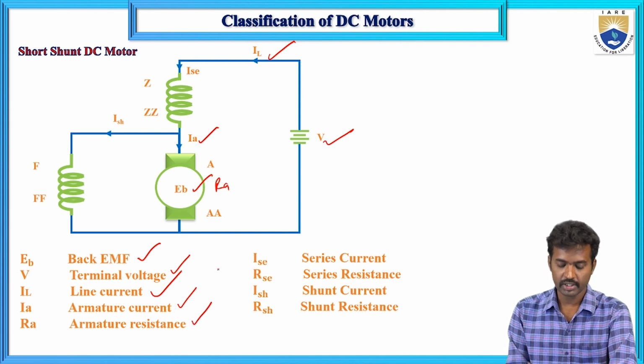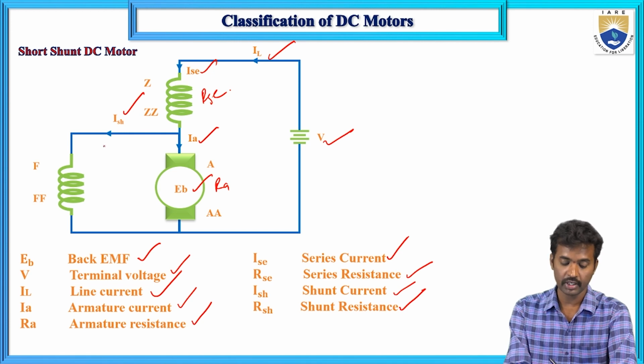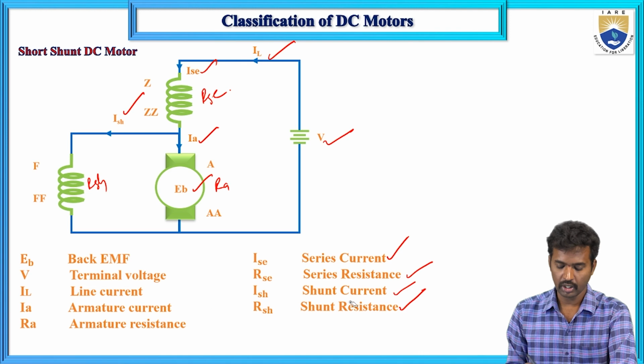Armature resistance, R_a. Series resistance, R_series. Shunt resistance, R_SH, and shunt current, I_SH. So now these are the terms.